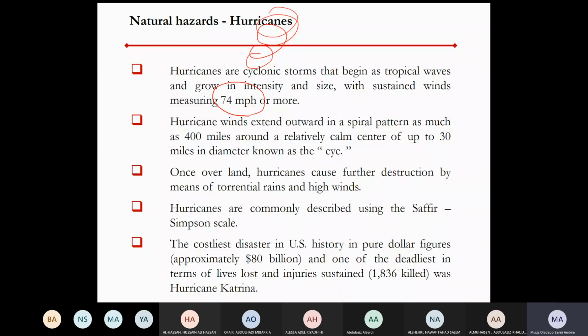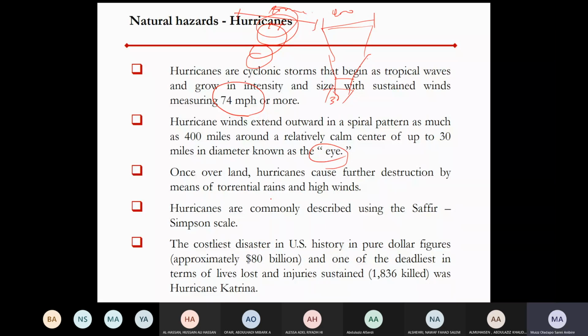Now, hurricane winds extend outward in a spiral pattern, as I've shown you here, as much as 400 miles around a relatively calm center of up to 30 miles. So the exterior diameter might be 400 miles, while the center can be about 30 miles. This center is called the eye. It's like a cone, where this end can be 30 and this end can be 400. Once overland, hurricanes cause further destruction by means of torrential rains and high winds.